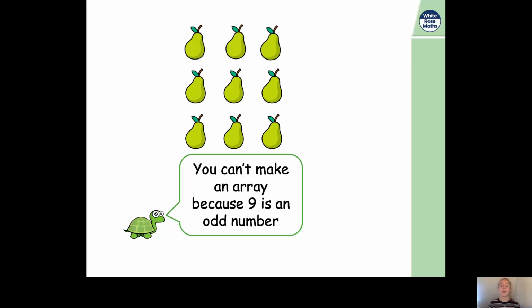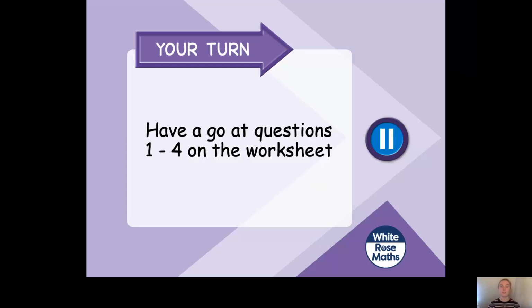Okay, so we have 3 rows and 3 in each, and we have 3 columns and 3 in each. So we will need to do 3 plus 3 plus 3 equals 9. And then again, because we have 3 columns of 3 and 3 rows of 3, it'll be 3 multiplied by 3 equals 9.